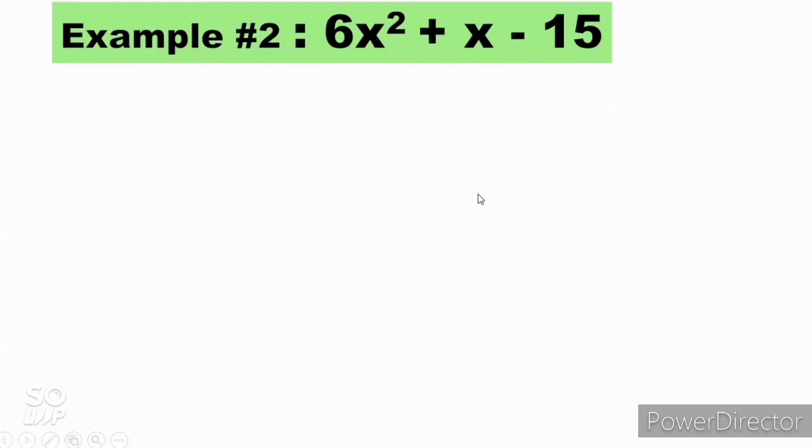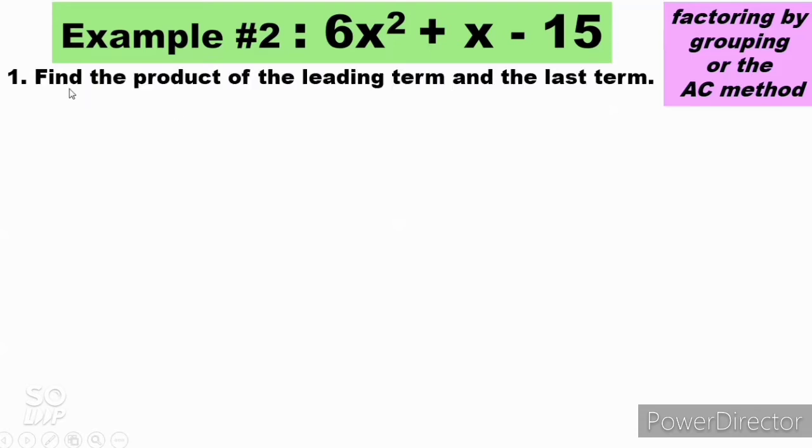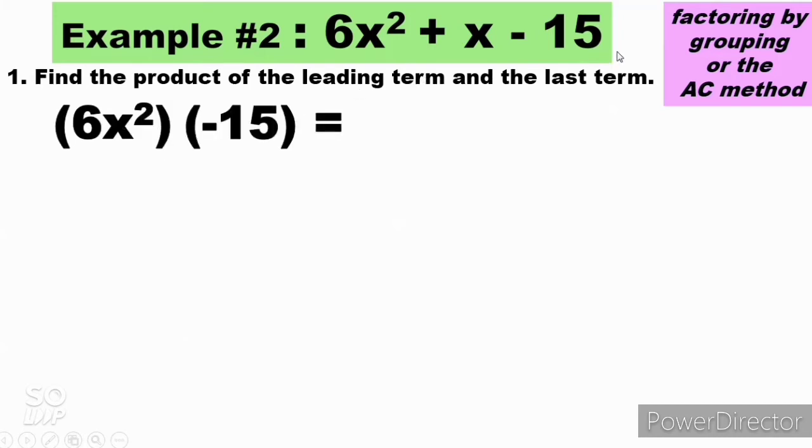Okay, next, example number 2. 6x squared plus x minus 15. Okay, pa-factor natin ang example number 2 gamit ang factoring by grouping or the AC method. So, the first step is find the product of the leading term and the last term. So, ang leading term natin dito is 6x squared at ang last term ay negative 15. So, 6x squared times negative 15 equals negative 90x squared.